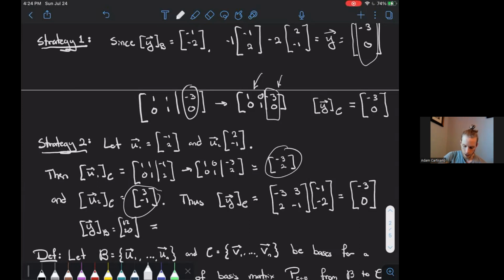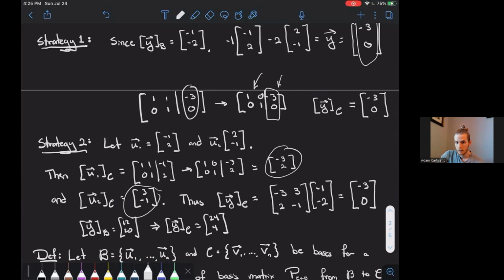I'm not even going to write that down. I'll just tell you what the output is. It tells us that the coordinate vector of y with respect to C is 12 times negative 3 plus 20 times 3, which is 24. And 12 times 2 minus 20 is negative 4. Sorry, positive 4. And we're done. I just pretended that I had a (12, 20) here and did matrix multiplication.